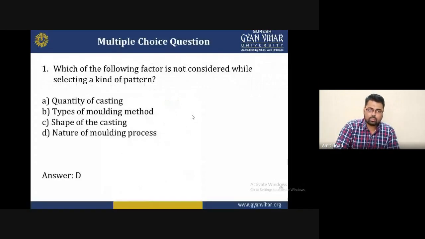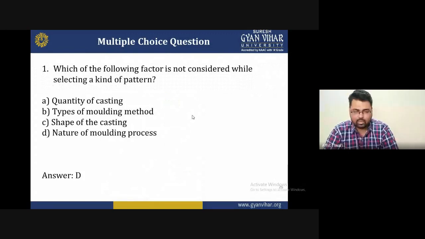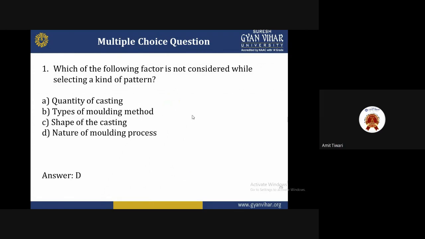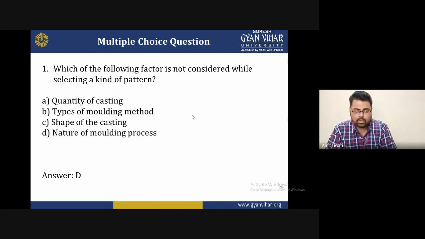Now there are some multiple choice questions I'm asking you on the basis of today's lecture, just to remind you what you learned from this lecture. For understanding this, we are providing some multiple choice questions. The first is: which of the following factors is not considered while selecting a kind of pattern? The options are A, quantity of casting, B, type of molding method, C, shape of the casting, D, nature of the molding process. So the correct answer of this question is D.